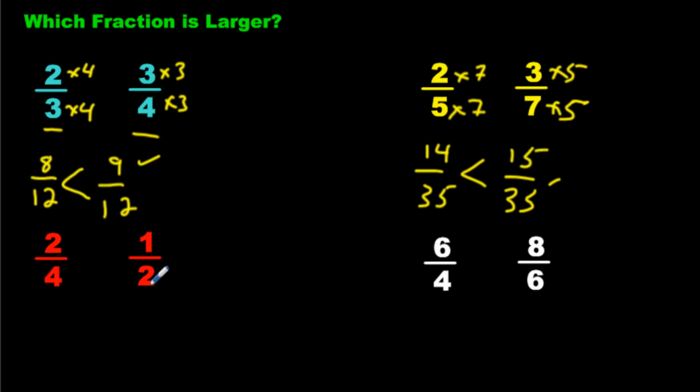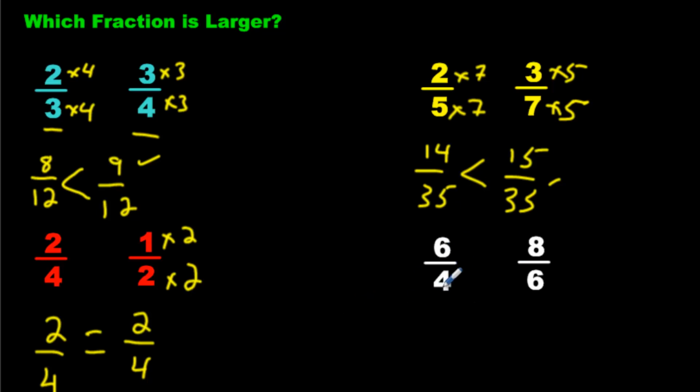How about 2 over 4 and 1/2? Look, I can make them both 4. I times this by 2. I times that by 2. Now I've got 2 over 4. And this is 2 over 4. They're equivalent. I put an equal sign.